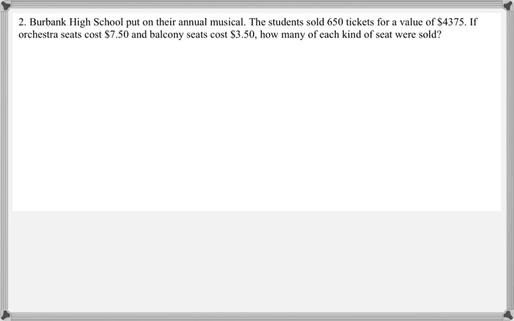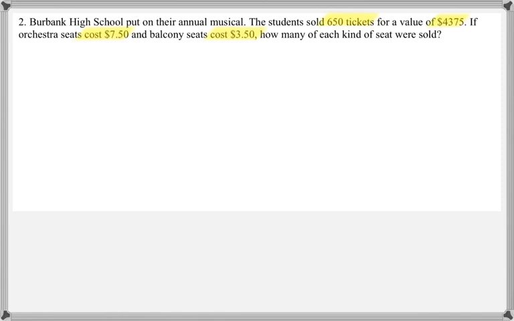So again, this is really in this section because anytime you have two unknowns, you're trying to find two different pieces of information, then a system of equations is the best way to go. So let's highlight our information. We know that there's 650 tickets total. We know the total value was this amount, and we know the cost for each kind was there.